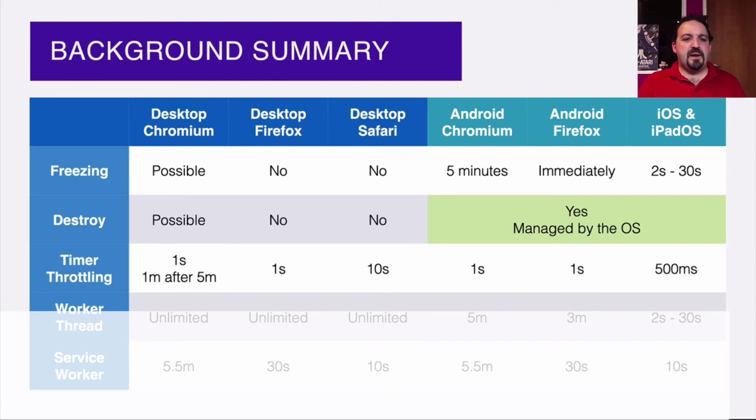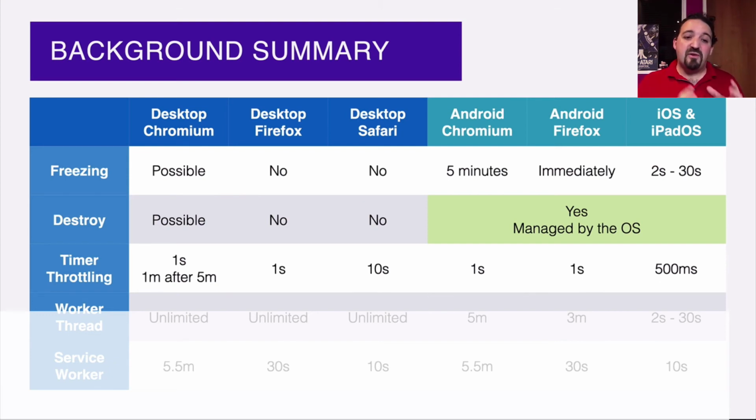So in terms of timer throttling, on desktop, it's typically 1 second. That's the average on Firefox and Chrome. Safari is going to throttle by typically 10 seconds. So in the first 3 seconds, you might get a couple of executions in the background, but after that, 10 seconds will be the actual timer.